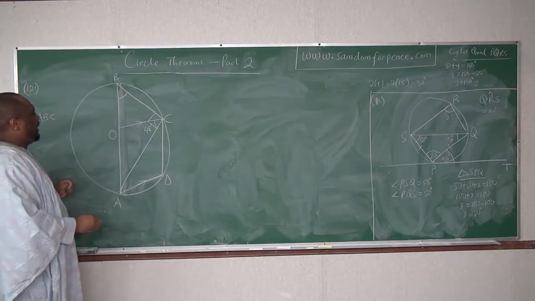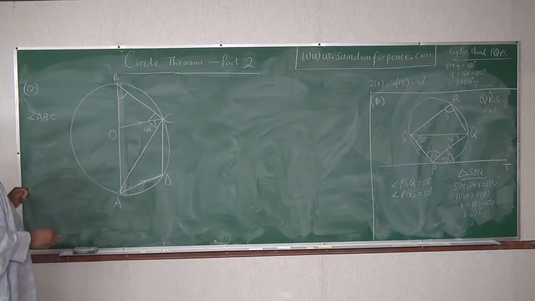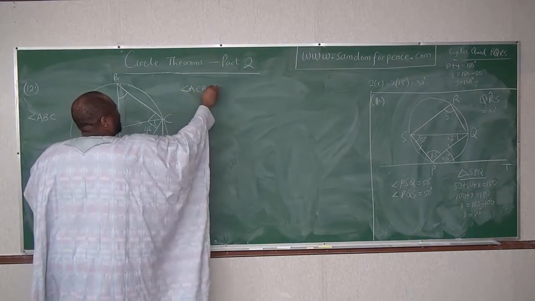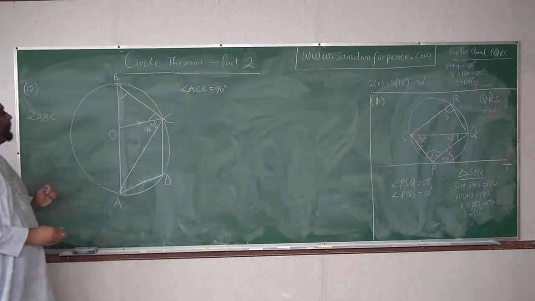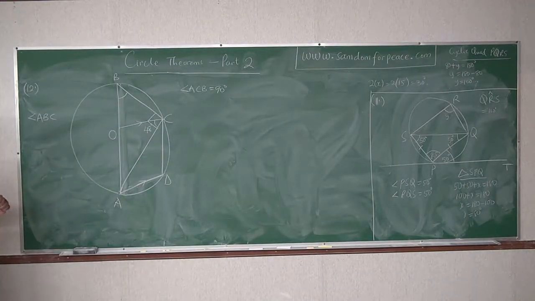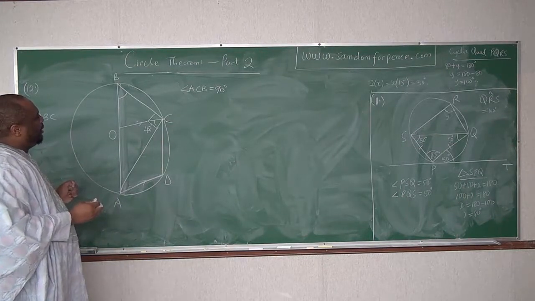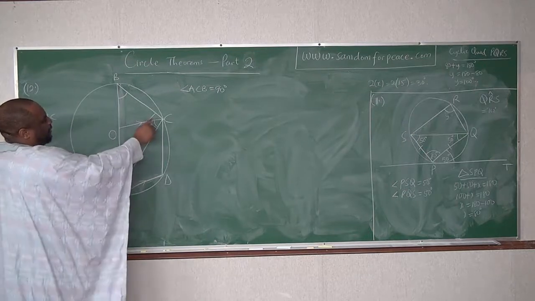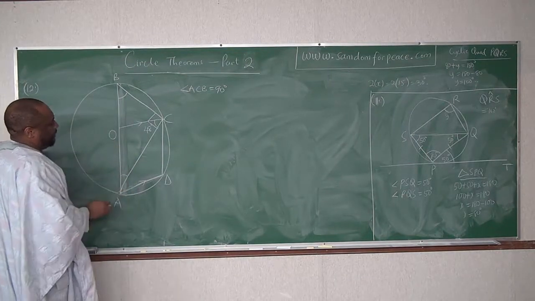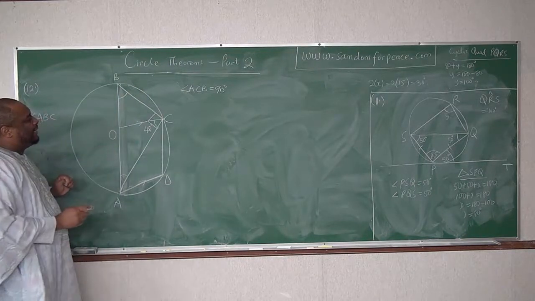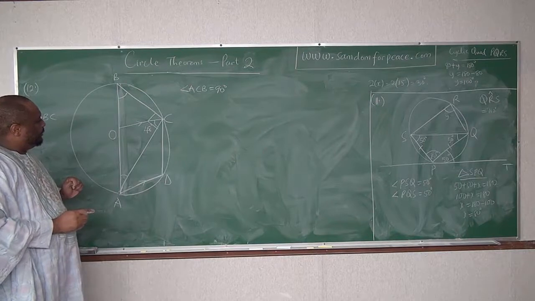Okay, so you say angle ACB is 90 degrees. Reason: angle in a semicircle. Angle in a semicircle is 90 degrees. Then we want to find this angle, because if we can find this angle, that would be really good. So we can easily find angle B. Okay?